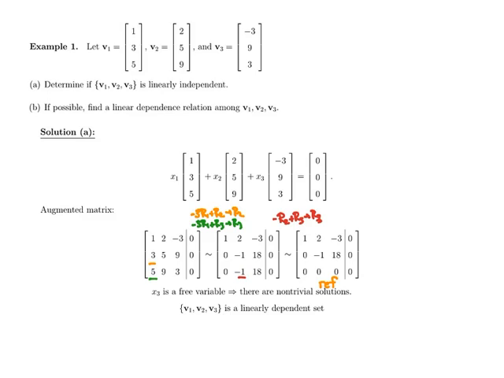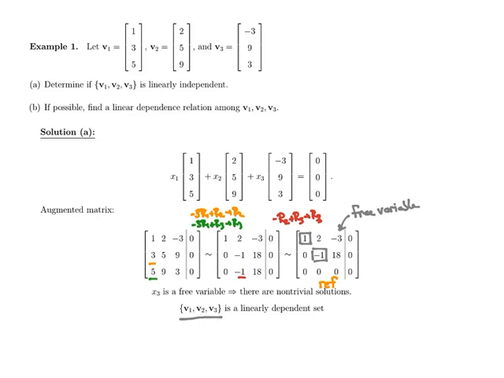If we look at this matrix, we can identify the pivots. We have a pivot in the top left corner, we have a pivot right in the middle, and our third column represents a free variable, as there is no pivot in that column. In the previous lecture, we said that a free variable means that there are non-trivial solutions. So since x3 is a free variable here, we know that there exist non-trivial solutions. Therefore, another way of saying that is that the set of vectors v1, v2, v3 is a linearly dependent set.